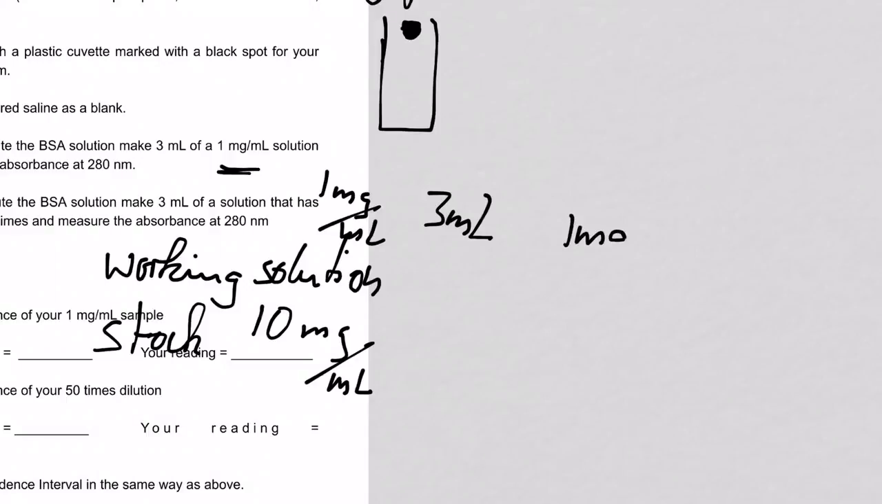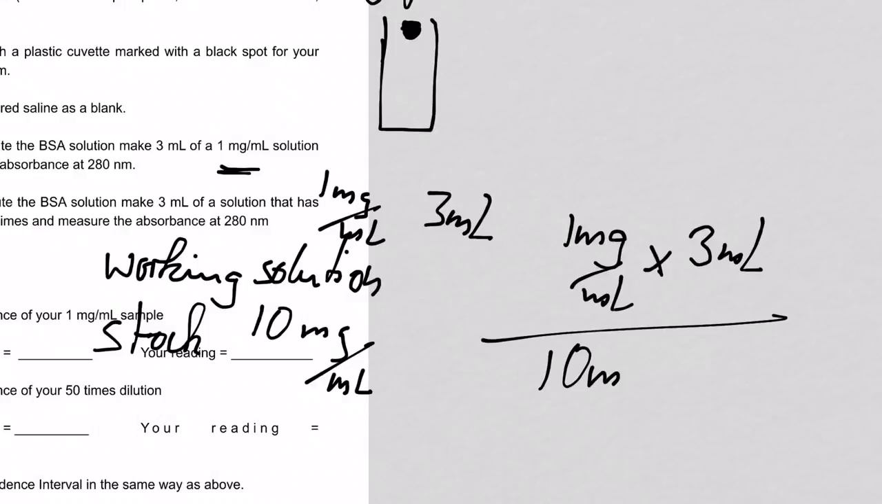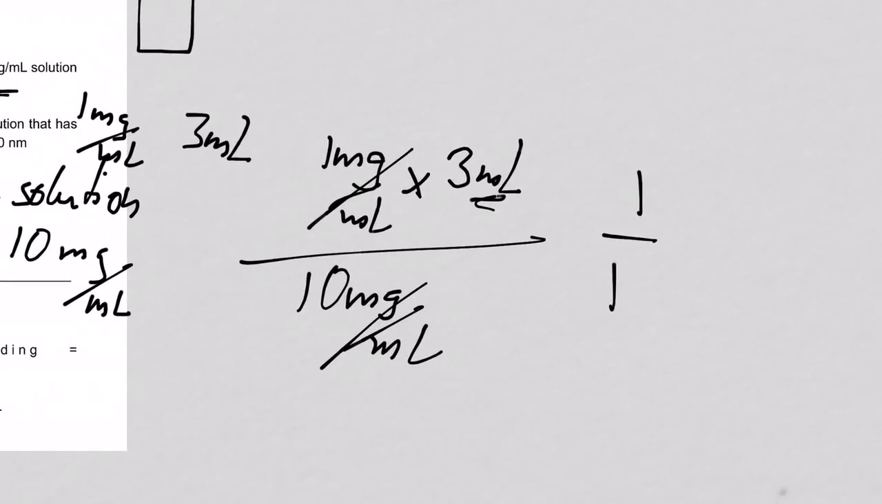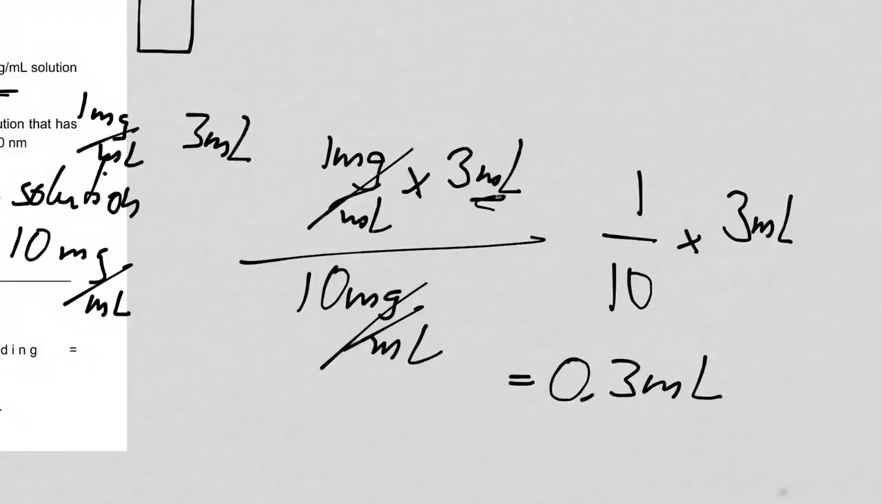So 1 milligram per milliliter times 3 milliliters divided by 10 milligrams per milliliter. And you see the beautiful thing, if you do it like that, the units cancel out. And we've got the right unit here. So this was a 1 in 10 of 3 milliliters. And that, of course, would be 0.3 milliliter. Or in microliters? 300, thank you. 300 microliters, yeah? And you make it up with water, or buffer in this case, to 3 milliliters, so you would need 2,700 microliters of the buffer. So that gives you 3 milliliters. Okay?